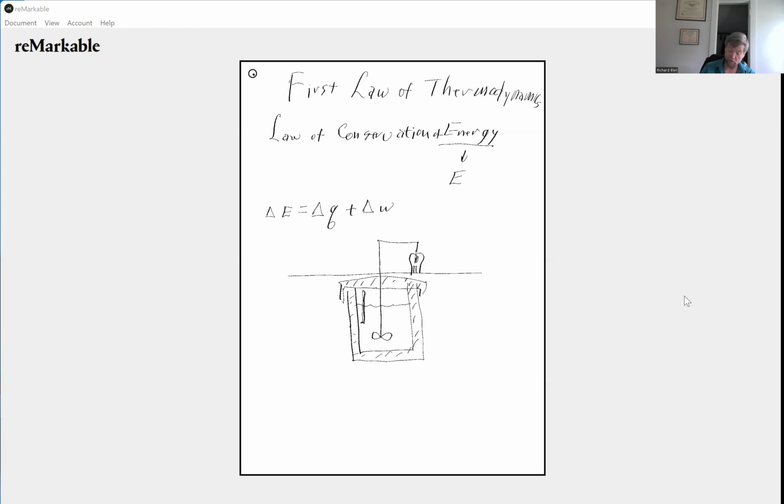Now we already know delta Q. We know that. What is work? We talk to our physics friends, they will tell you that work is equal to force times distance.